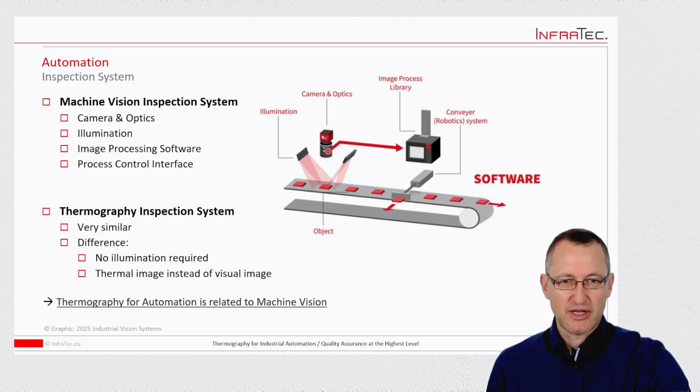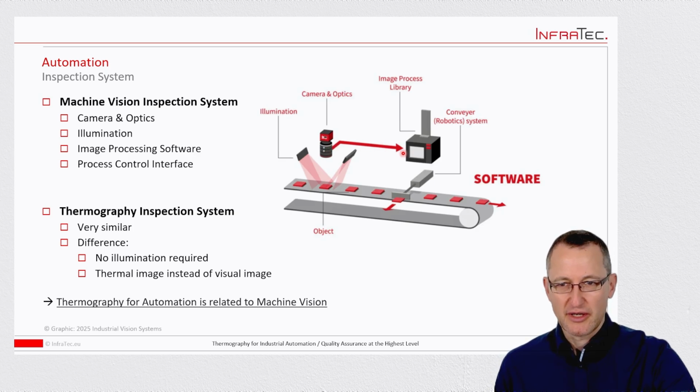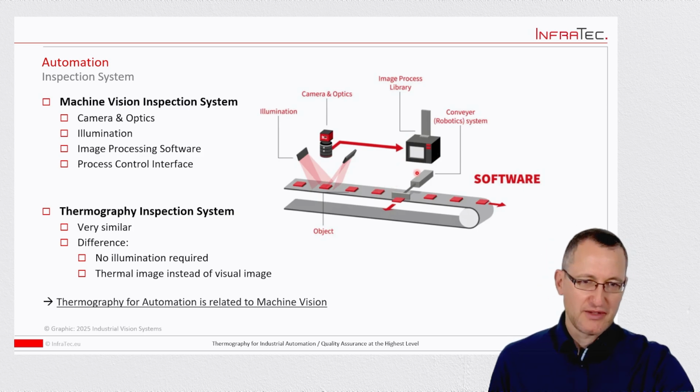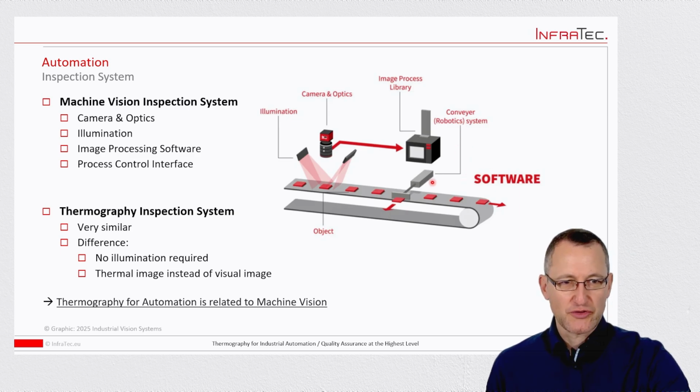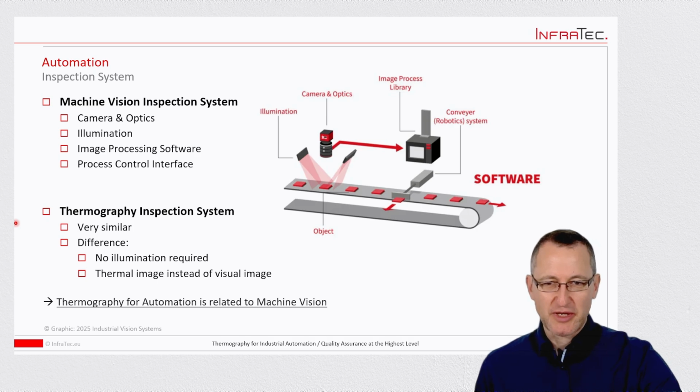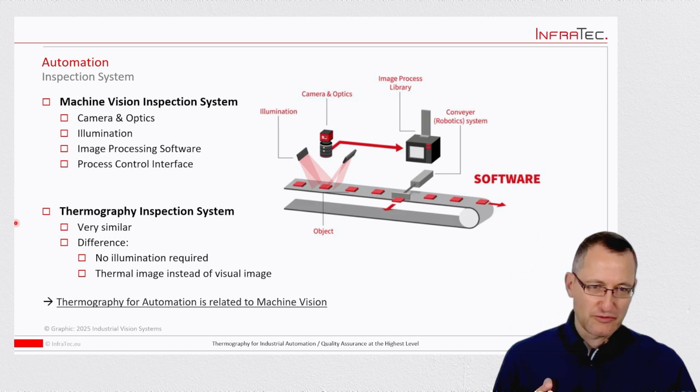We have camera and optics to acquire the image. In the machine vision visible image world, we need illumination. Then the data is transferred to an image processing software that makes decisions to say what's pass or fail, so what's a good part, what's a bad part. And then there is some process control interface to reject the bad parts.